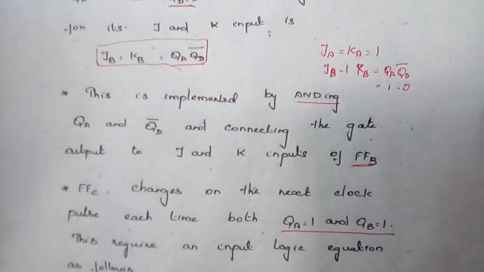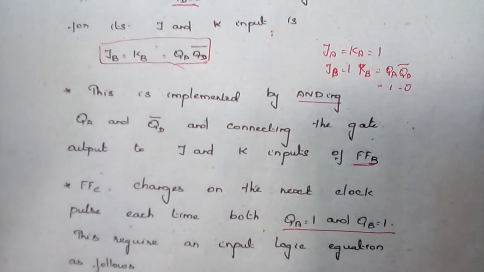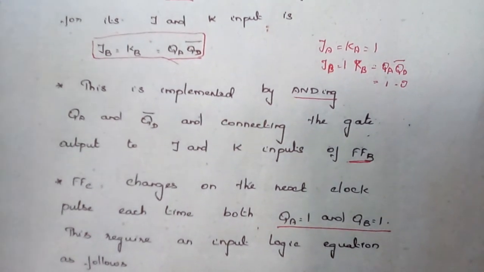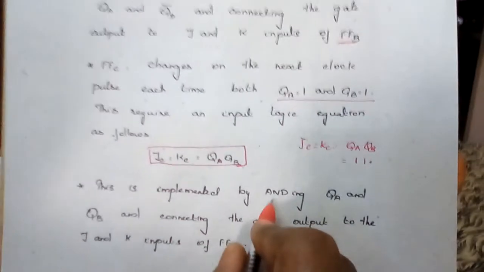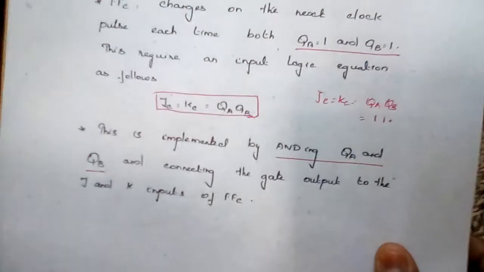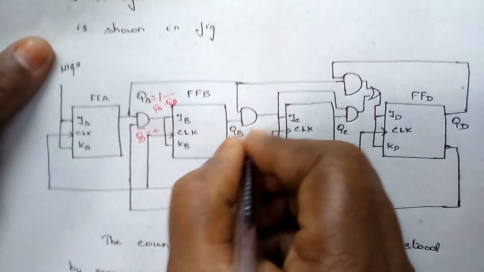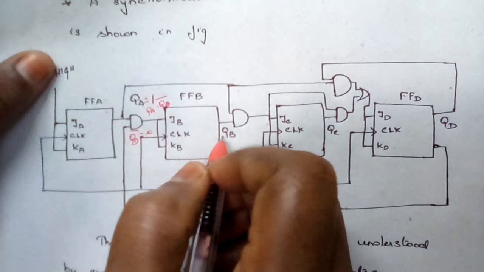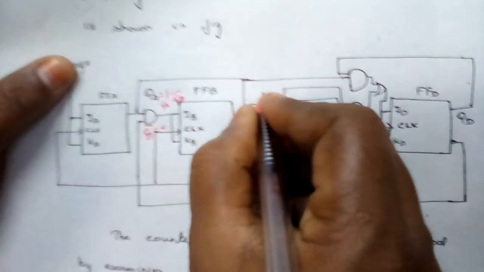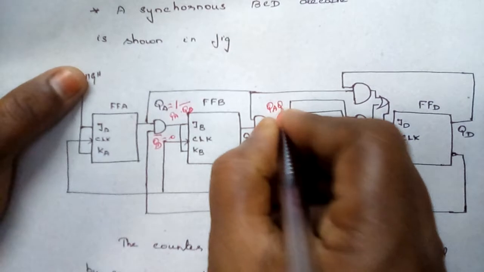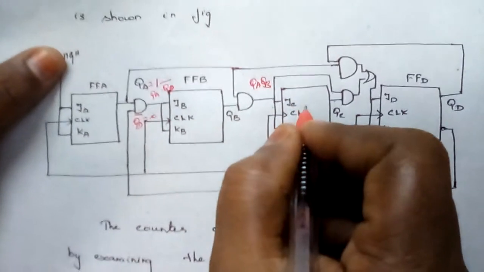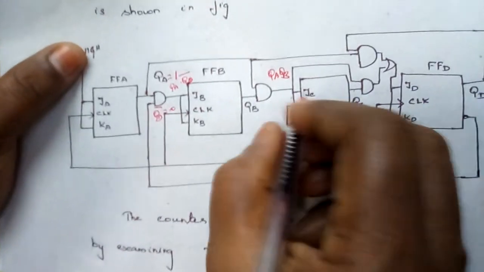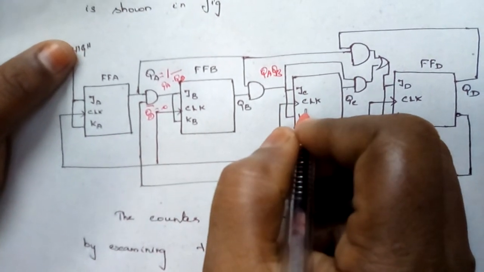For this case, both QA and QB are high, so it has a change of state. So this is also implemented by means of ANDing QA and QB, by connecting the gate output towards the JK flip-flop. So this is given in the circuit. For flip-flop C, the QA output is high and the QB output is also high. The output from the AND gate is nothing but QA QB, which is given as the input for flip-flop C, and flip-flop C changes its state, right?